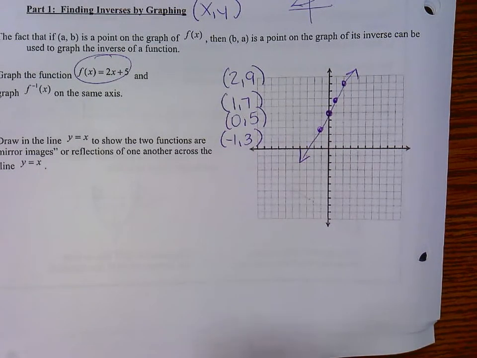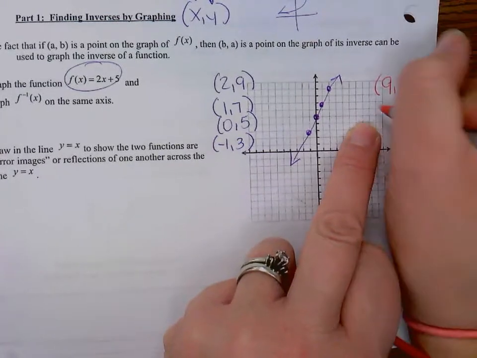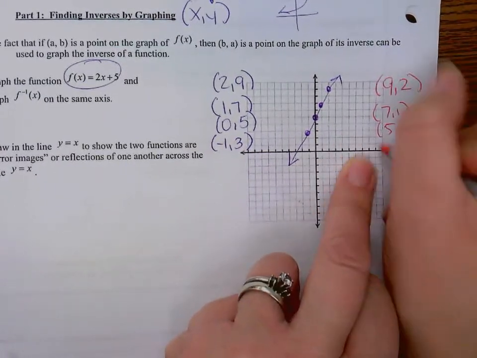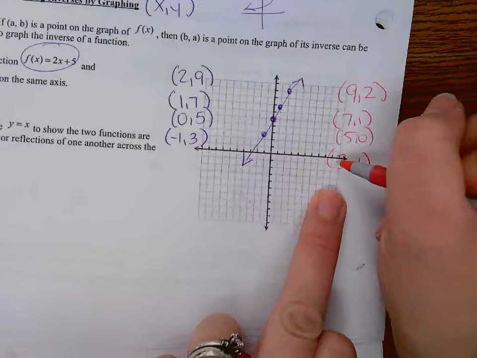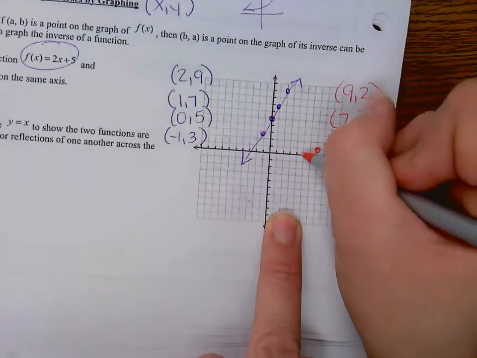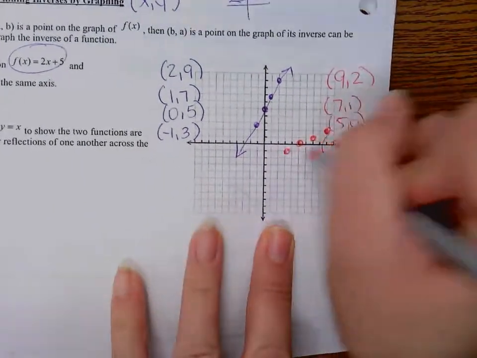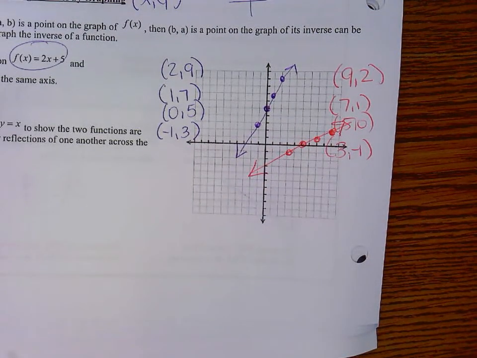What is the rule for an inverse? All it says I have to do is switch x with y, and I have found my inverse. I'm looking for another color pen. Here we go. So if I rewrite those points, I can graph 9 comma 2, 7 comma 1, 5 comma 0, and 3 comma negative 1, and this will produce my inverse. So 9 comma 2 is here, 7 1, 5 0, and 3 negative 1. This red line is the inverse function to the purple line. And I got it by switching my x's and my y's.